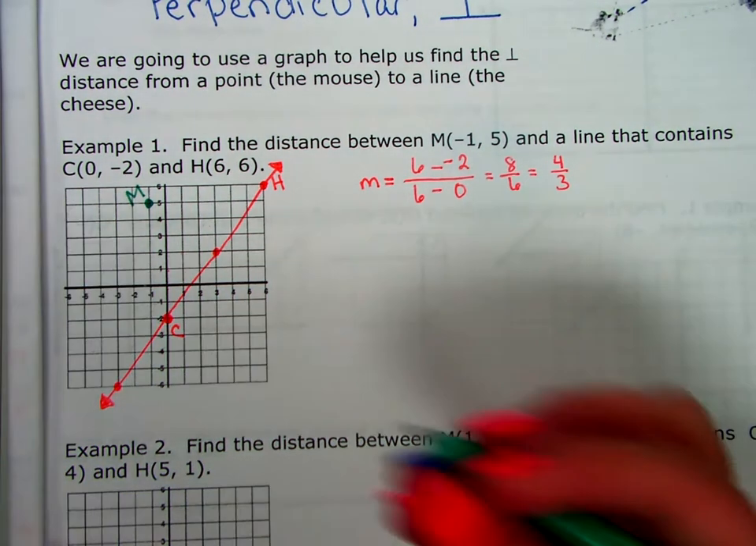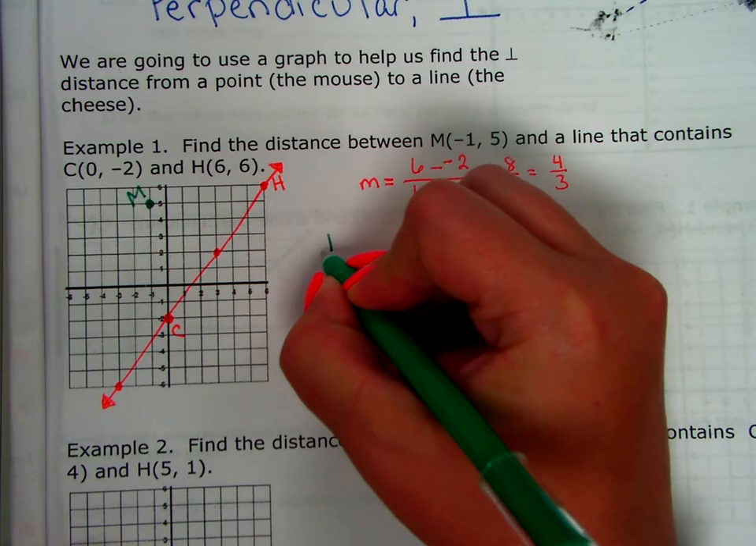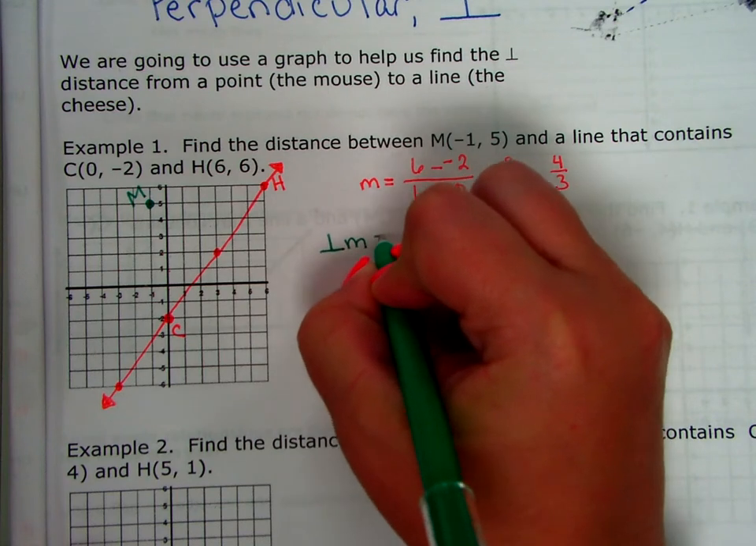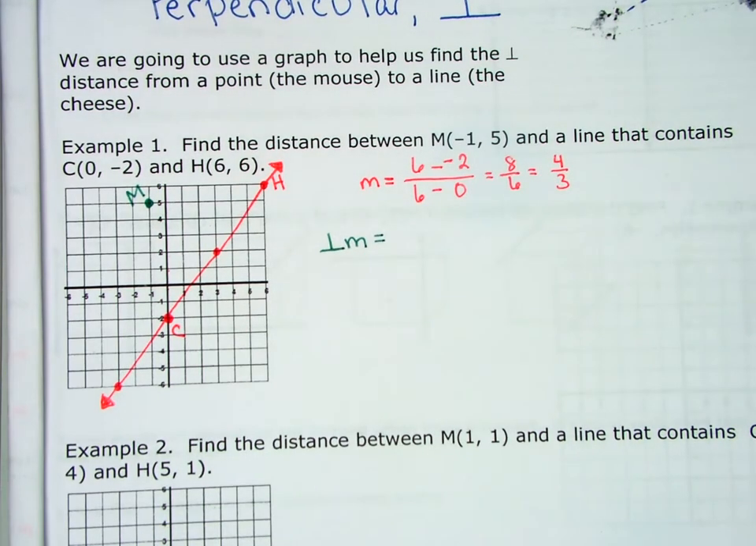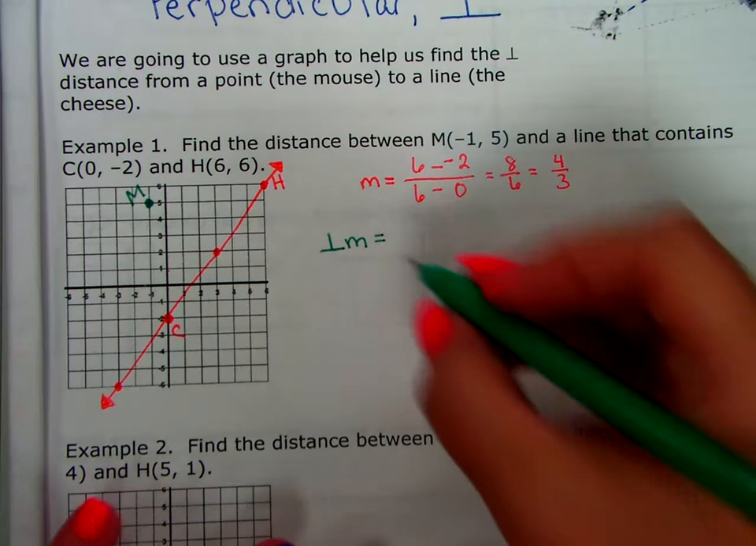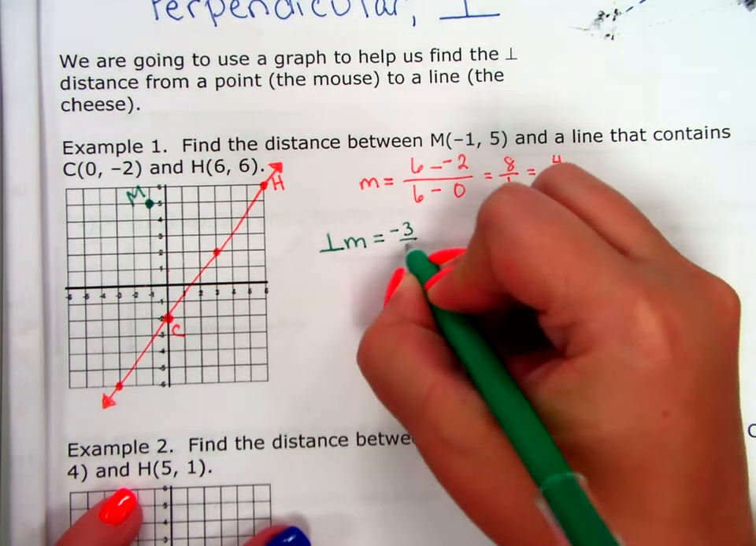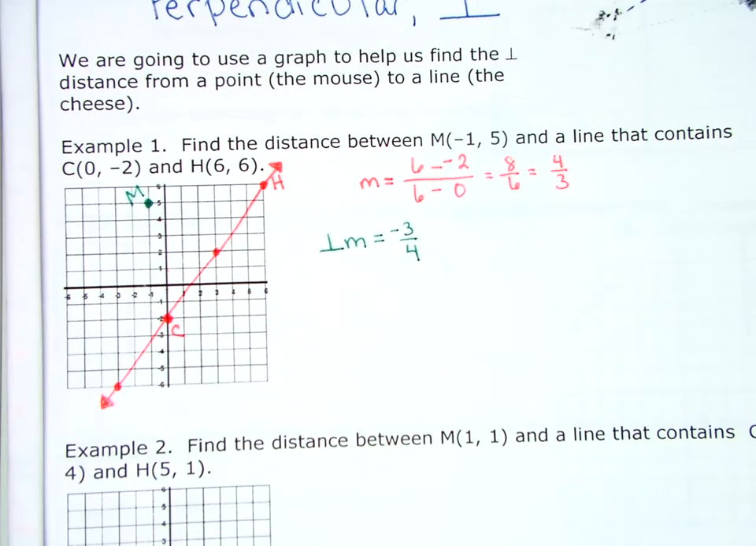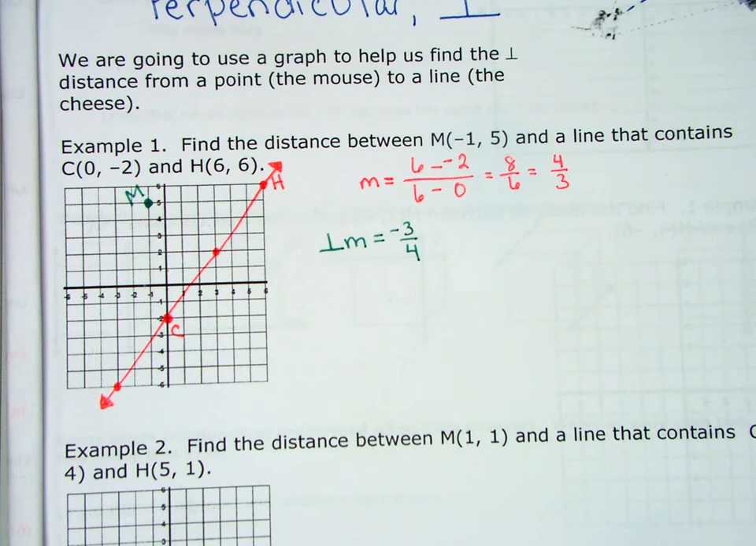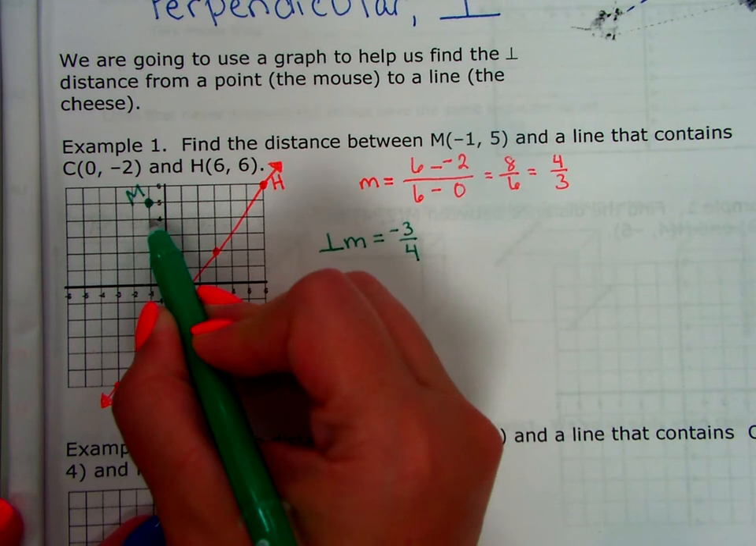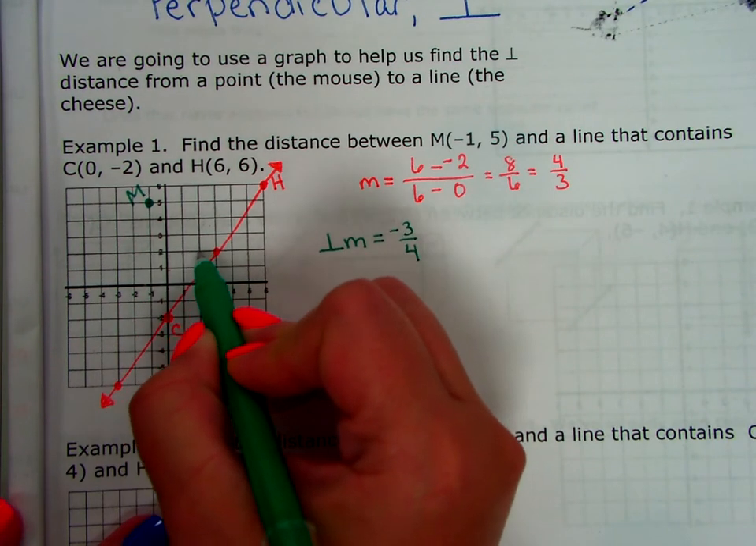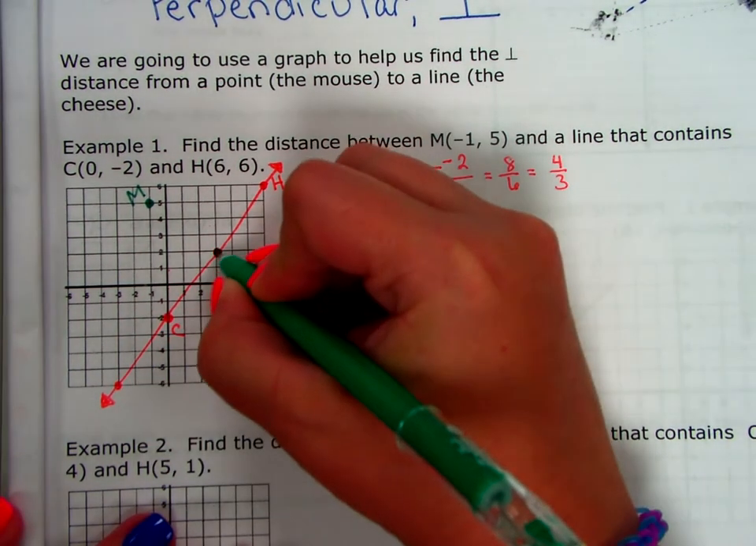Step 2 is going to be to find the perpendicular slope. So if my cheese has a slope of 4/3, what's the perpendicular slope? Yes? -3/4. Perfect. -3/4. Okay? So then from point M to the line, we're going to use that slope until we intersect the line. Sometimes you just do it once, sometimes you have to do it a whole bunch of times. So from M, we're going to go down 1, 2, 3 over 1, 2, 3, 4, and we can see we land on it right here.